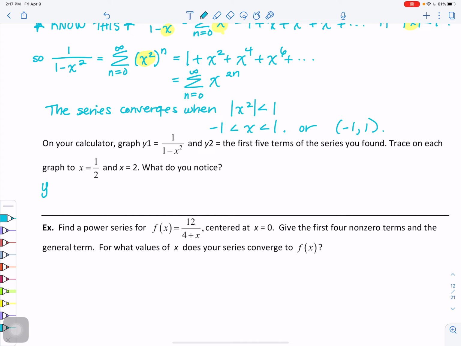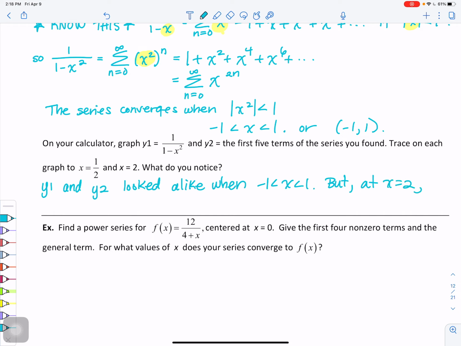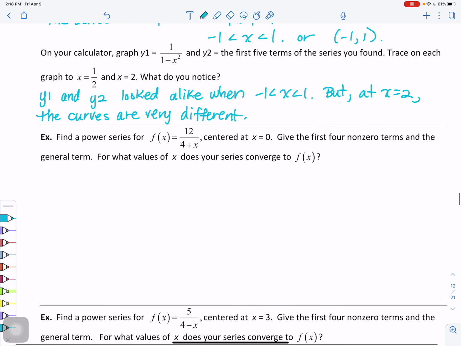Okay? Y1 and Y2 looked a lot alike when x was between 0 and 1. But at x equal to 2, the curves are very different. So you could really see when we moved out of that center part, when we went beyond, even at about x equal to 0.7, it started to change, okay? So let's go ahead and take a look at this.